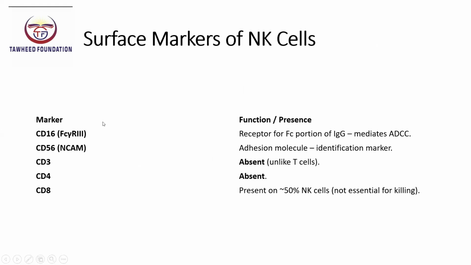Surface markers of NK cells. NK cells are typically identified as CD16 plus, CD56 plus, and CD3 minus. CD16, the receptor for the Fc portion of IgG, mediates ADCC. CD56, an adhesion molecule, is used as a primary NK identification marker. CD3 and CD4 are absent, distinguishing them from T cells.